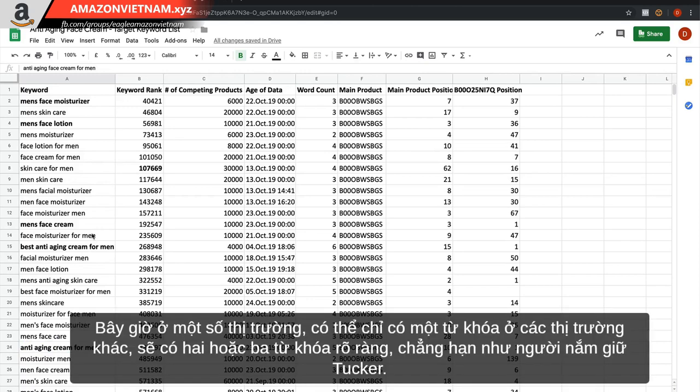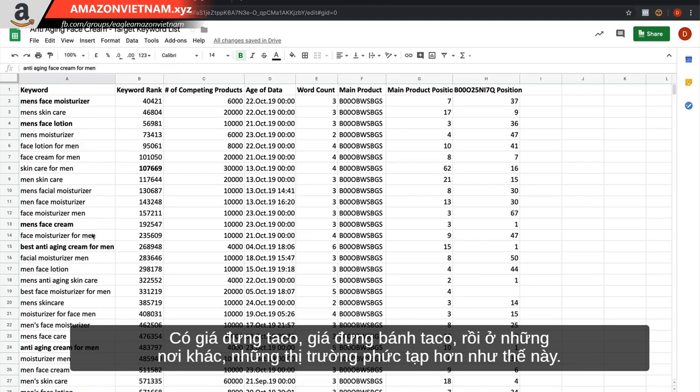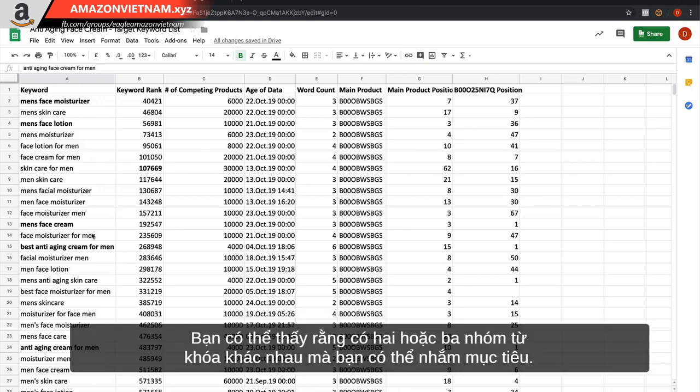Now, in some markets, there may only be 1 keyword. In other markets, there will be 2 or 3 clear keywords, such as the taco holder. There was taco rack, taco stand, taco holder. And then in others, more complicated markets like this, you may see that there are 2 or 3 different groups of keywords that you could be targeting.